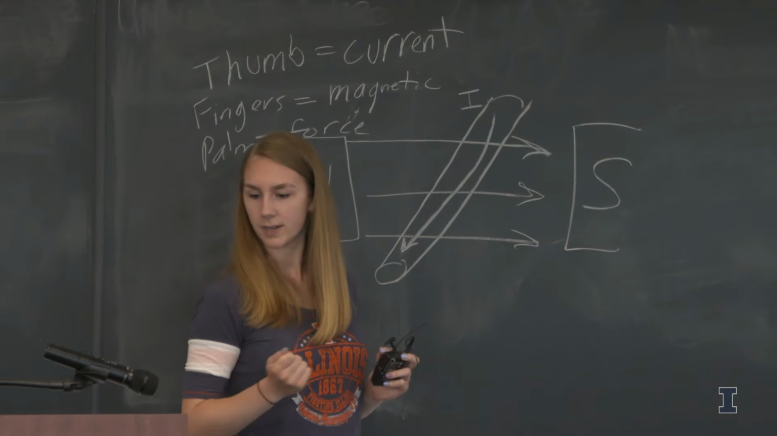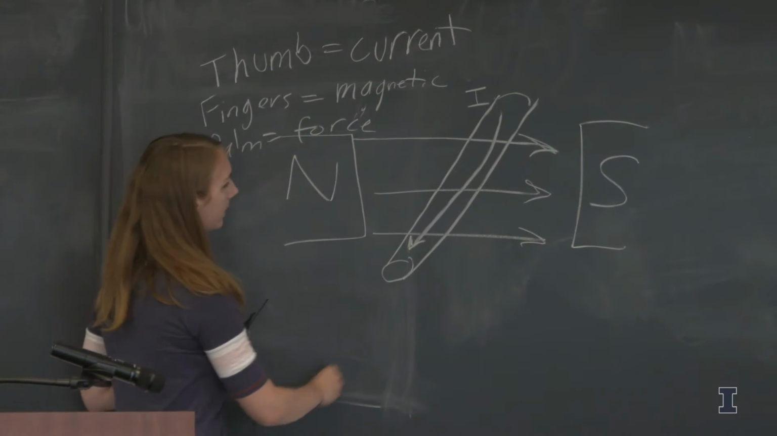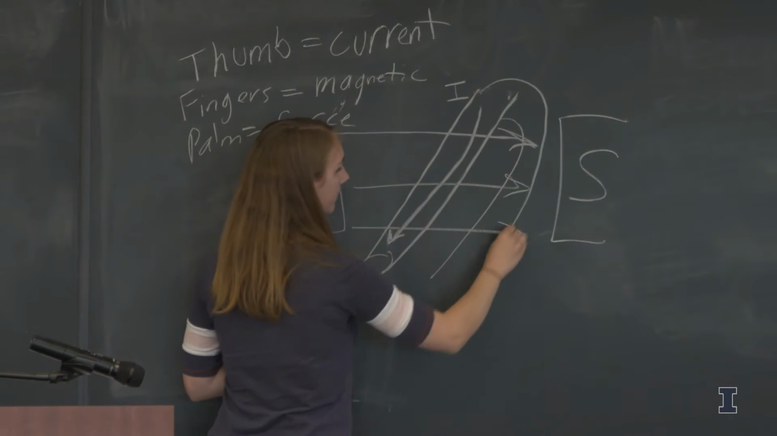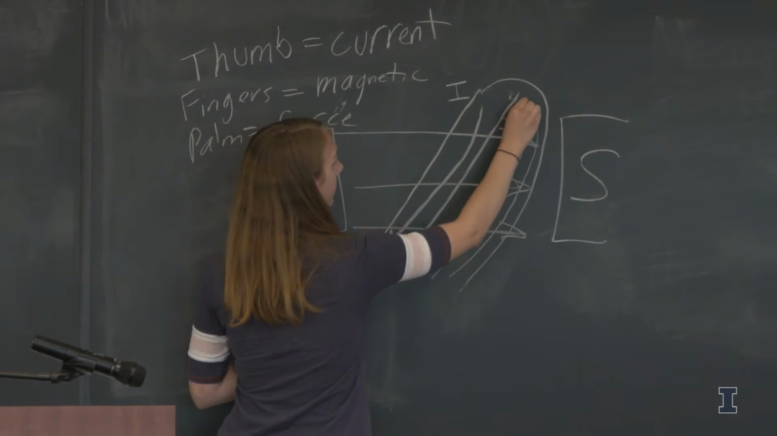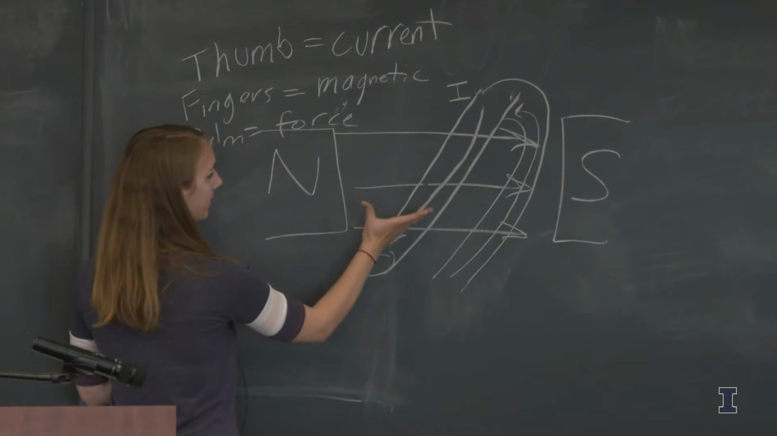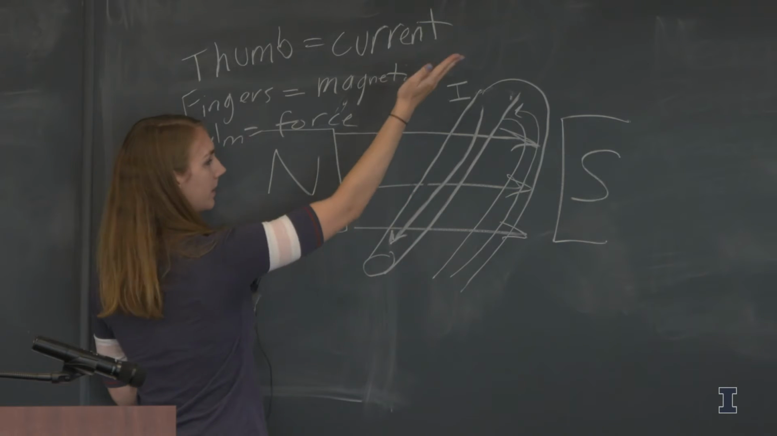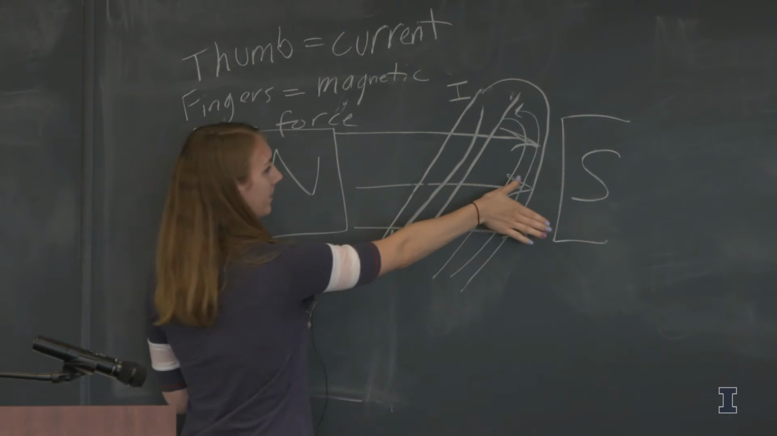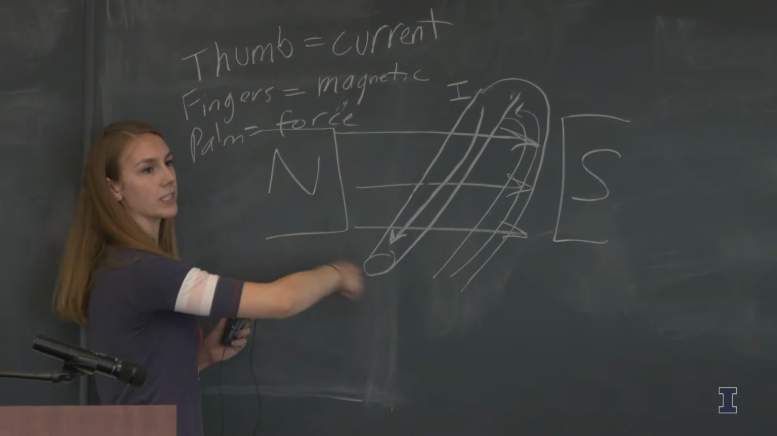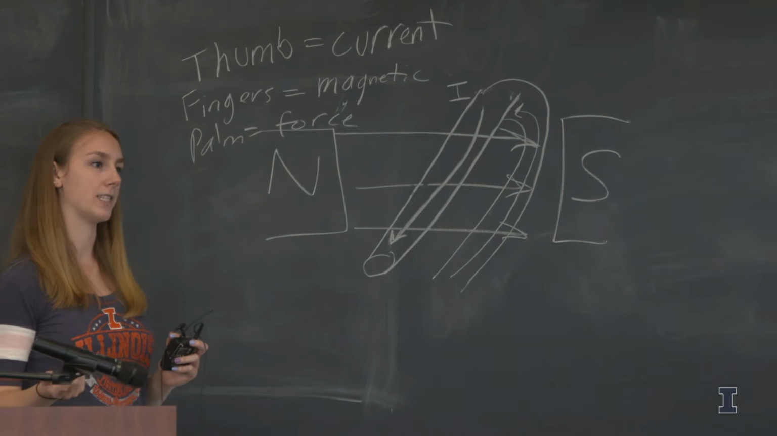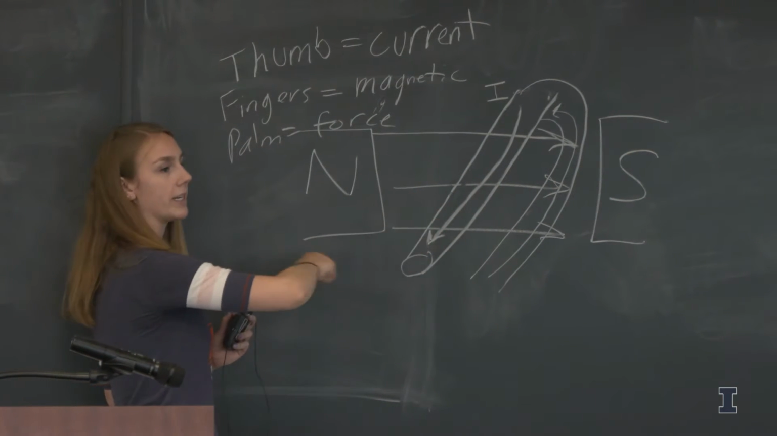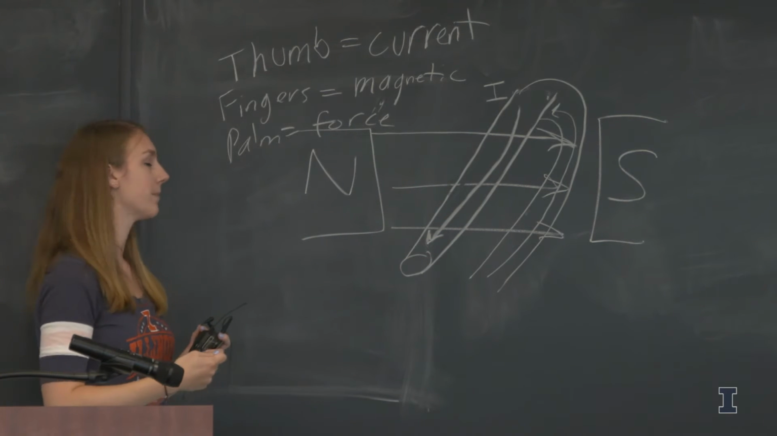So then what happens is if you have a loop of wire, and you have the current flowing this way, if you look at this side of the wire, it's going to be pushed up. But if you look at this side of the wire, it's going to be pushed down. So the coil is going to start to spin. And that's the basis of a motor. So that's how you turn electrical energy into mechanical energy.